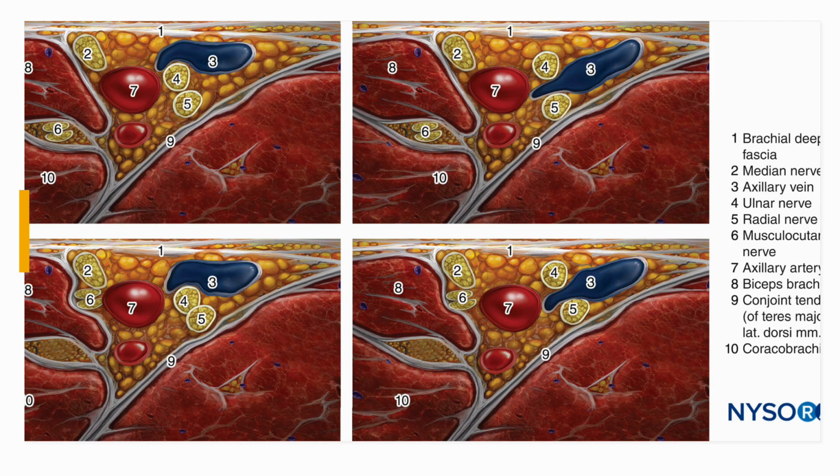Okay, here's a little breakdown of what we have. Okay, so we can see that here's the brachial deep fascia. 2 is your median nerve. 3, we have the axillary vein. 4, ulnar nerve. 5, radial nerve. 6 here is your musculocutaneous nerve, okay? And that's what I was saying, the biceps brachialis and the coracobrachialis muscle there, and the sandwich right in between. And, of course, we have the axillary artery as well.